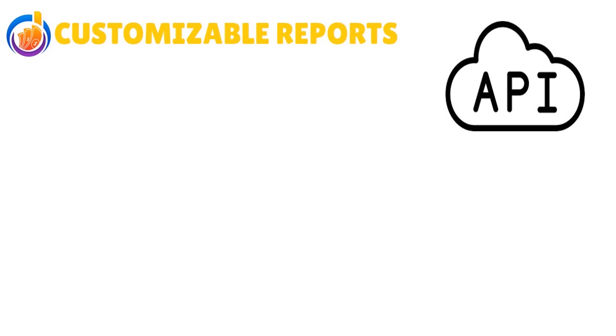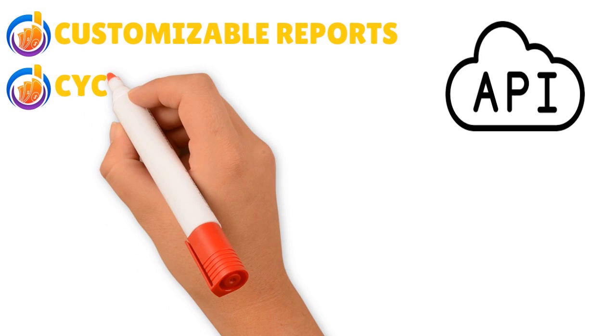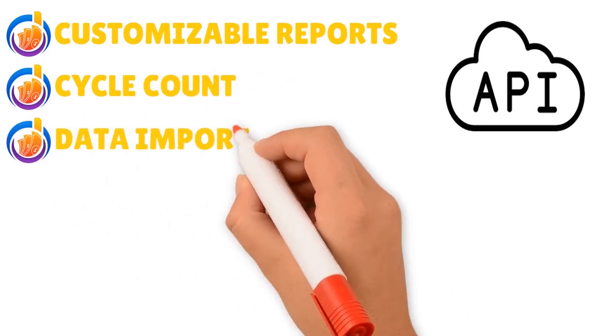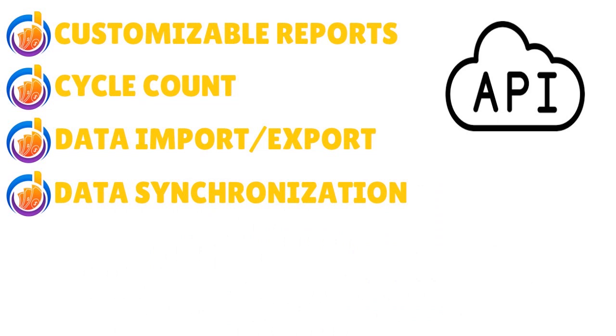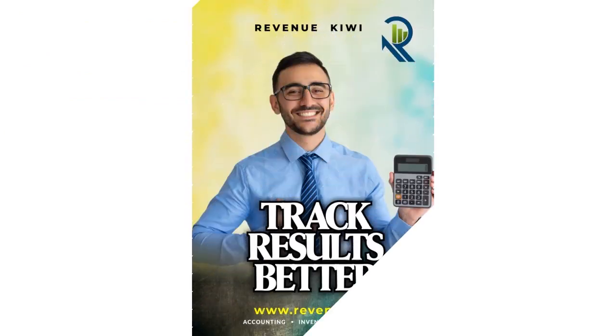In other words, you have a tool such as Think Al that's pretty standard. But what you're doing is you're trying to customize the tool through API or through third-party integrations to really fit your idiosyncratic operations, so to speak. You have cycle counts, you have data imports and exports, and you have data synchronization. So that's really an important element to think about.